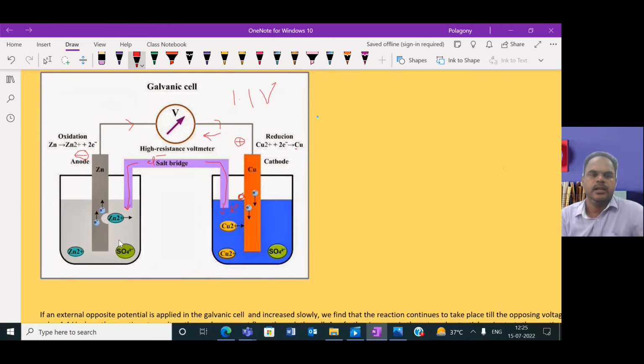If we take 1 mole per dm cube of the solution as the concentration, the cell potential of the galvanic cell is equal to 1.1 volts. If the concentration of the solution is 1 mole per 1 dm cube, then the galvanic cell voltage will be 1.1 V.